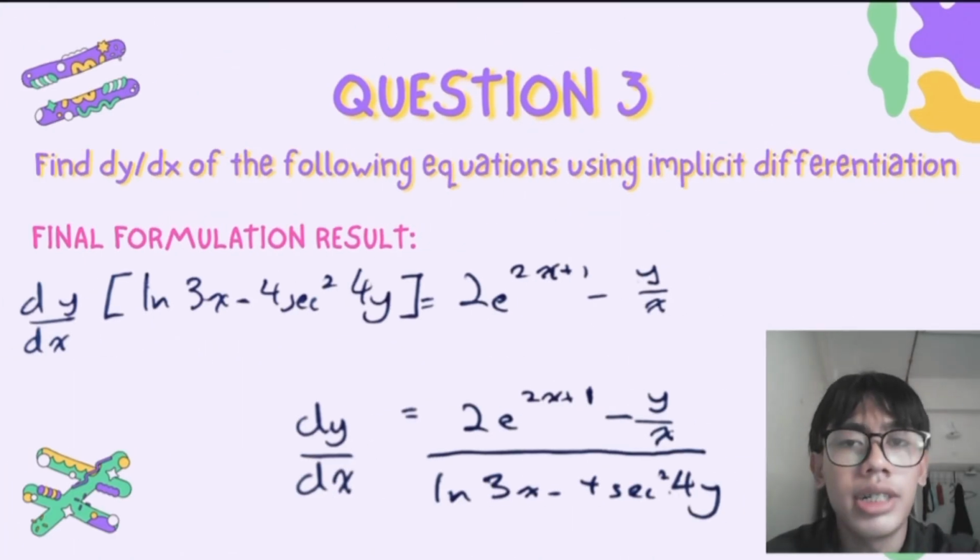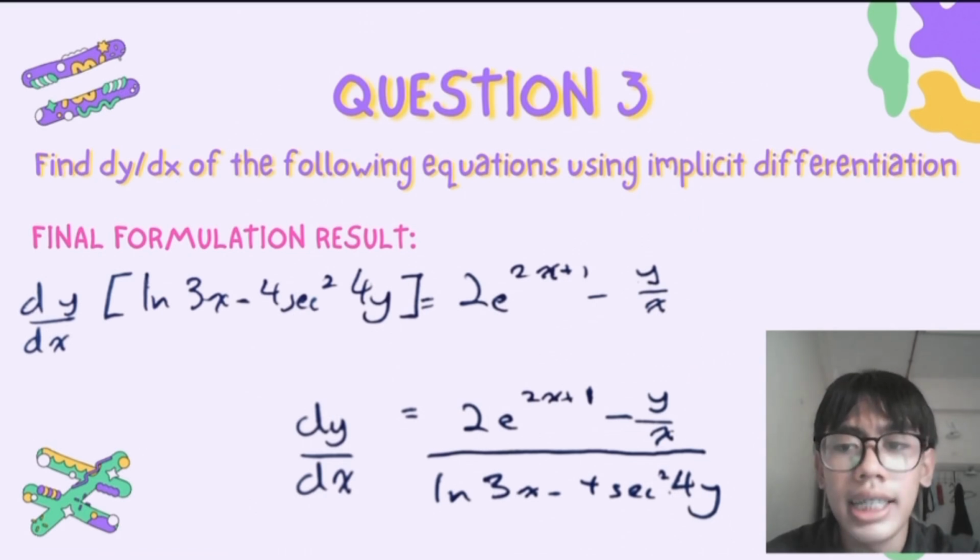By factoring out dy over dx on the left, we get dy over dx open bracket ln of 3x minus 4 secant squared of 4y close bracket equals 2 e to the power of 2x plus 1 minus y over x. For the final touch, we isolate dy over dx completely by dividing both sides by the expression in the bracket. This leaves us with our final answer.